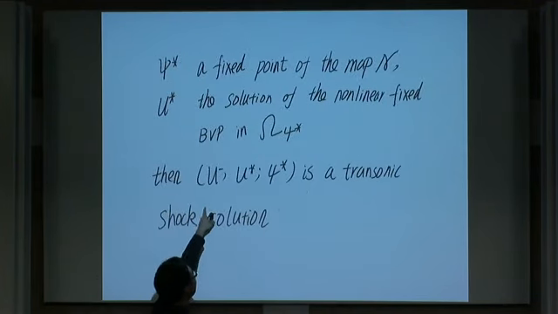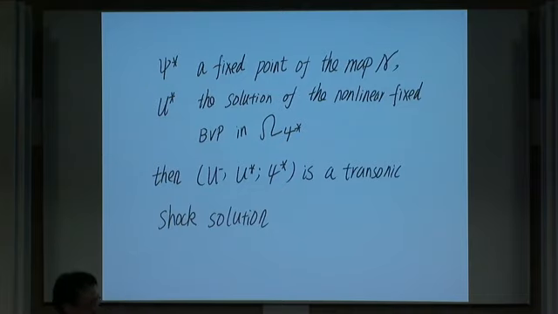Then the supersonic flow, U star and psi star is a transonic shock solution, because on this boundary psi star this holds, and because it's a fixed point, this also holds. So all of the conditions hold on the free boundary. It is a free boundary. So this is the main strategy.